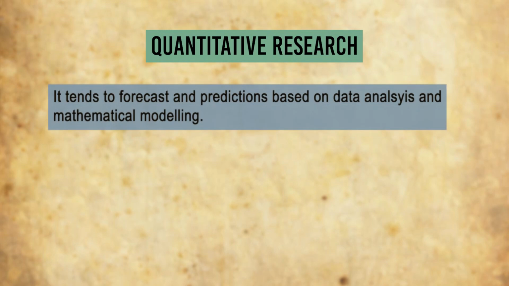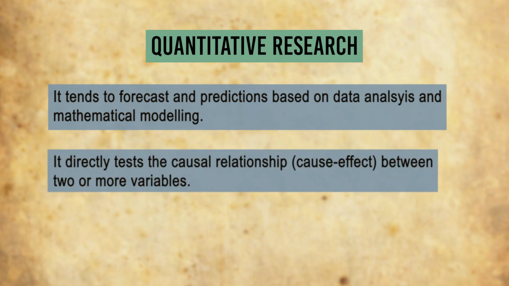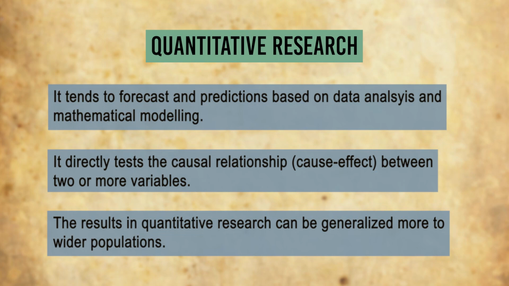It tends to forecast, and predictions are based on data analysis and mathematical modeling, and it directly tests the causal relationship between the cause and the effect between two or more variables. The results from quantitative data can be relatively more generalized to wider populations because they have a relatively larger sample size than the qualitative component.